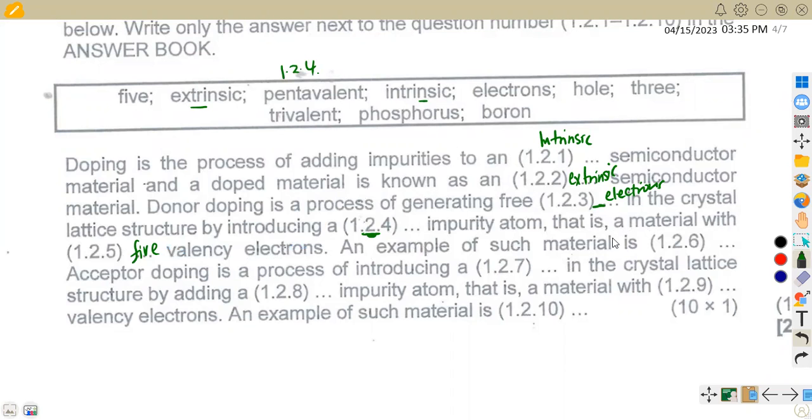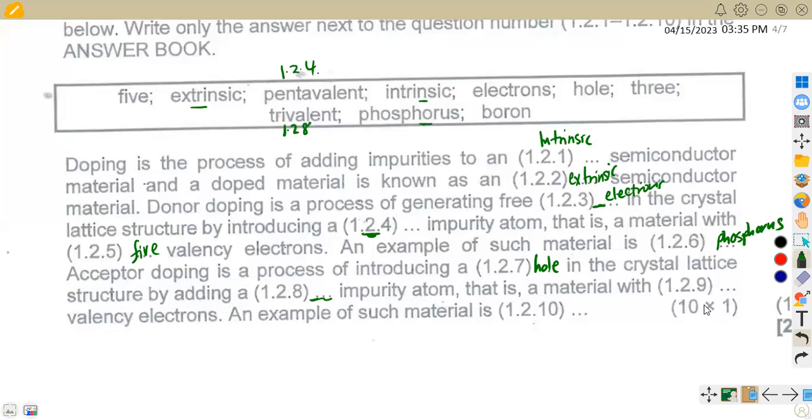An example of such a material that has 5 valence electrons is phosphorus in this case. Acceptor doping is a process of introducing, what are we introducing this time? We are introducing holes in the crystal lattice structure by adding a trivalent impurity atom.